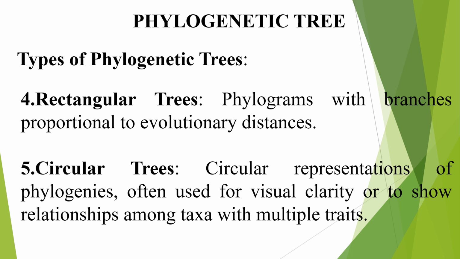4. Rectangular trees. Phylograms with branches proportional to evolutionary distances. 5. Circular trees. Circular representations of phylogenies often used for visual clarity or to show relationships among taxa with multiple traits.